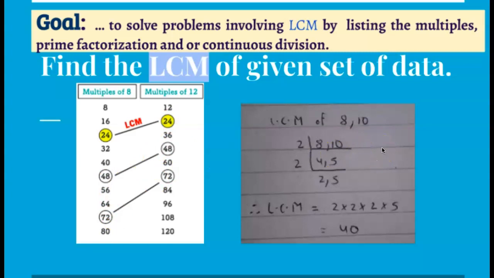If you remember doing continuous division, let's say for example 8 and 10. Let's list this down and continue dividing by the prime factor. The first prime factor is 2. You divide: 8 divided by 2 is 4, 10 divided by 2 is 5, and between 4 and 5, you cannot get any more common factors. So it will just be 2, 4, and 5. So the LCM will be 2 times 2.